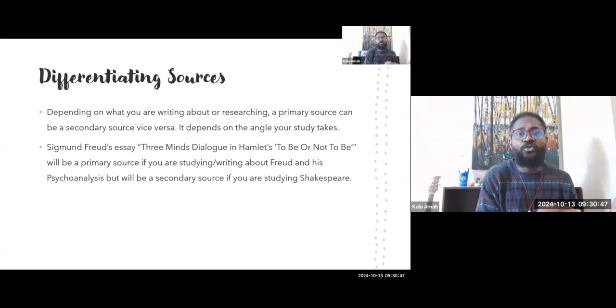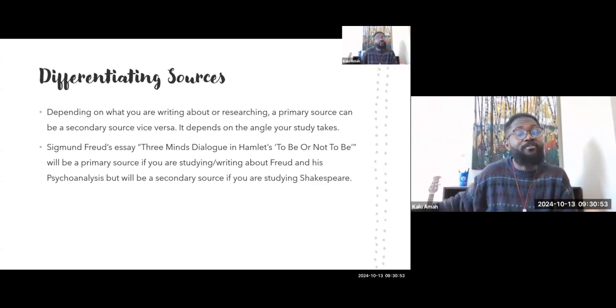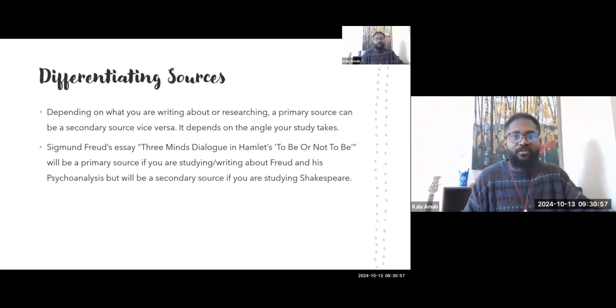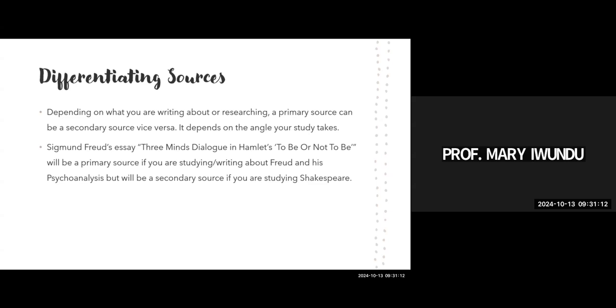But if I am doing research on Sigmund Freud and his psychoanalysis as a person, this essay, which was a secondary source in my study of Shakespeare, becomes a primary source in my study of Sigmund Freud and psychoanalysis. Does that make sense? Silence means it's not well. It's fine, it's fine.